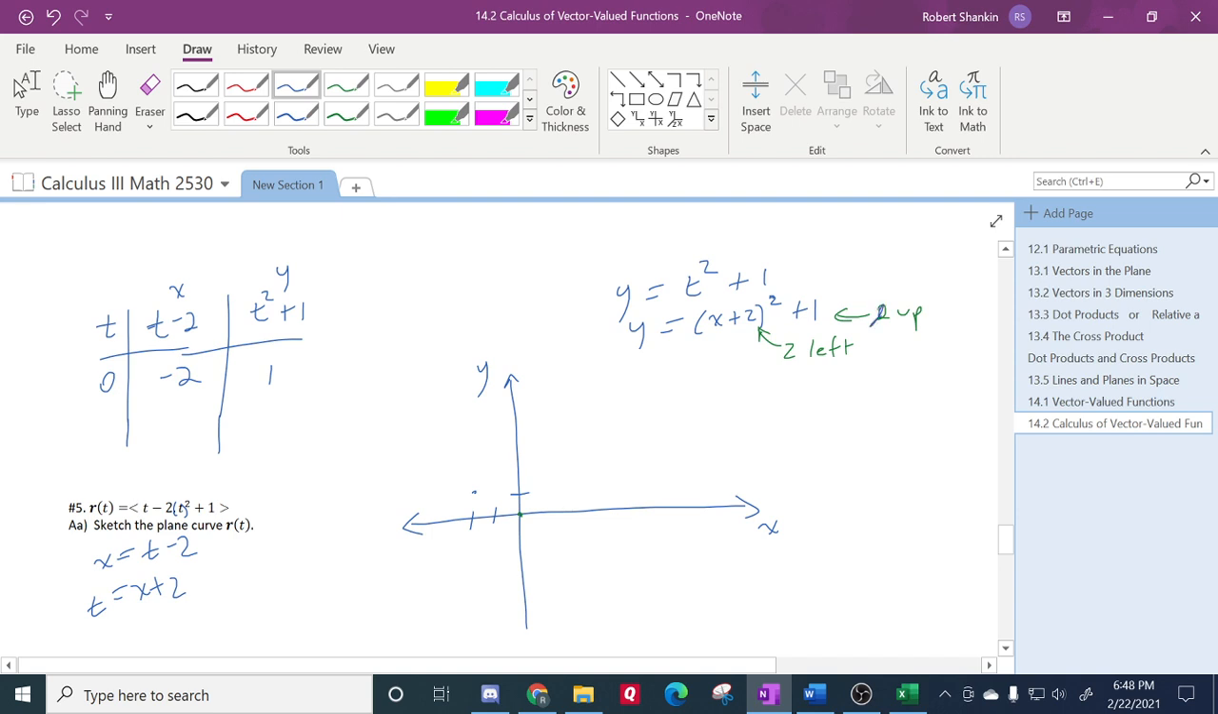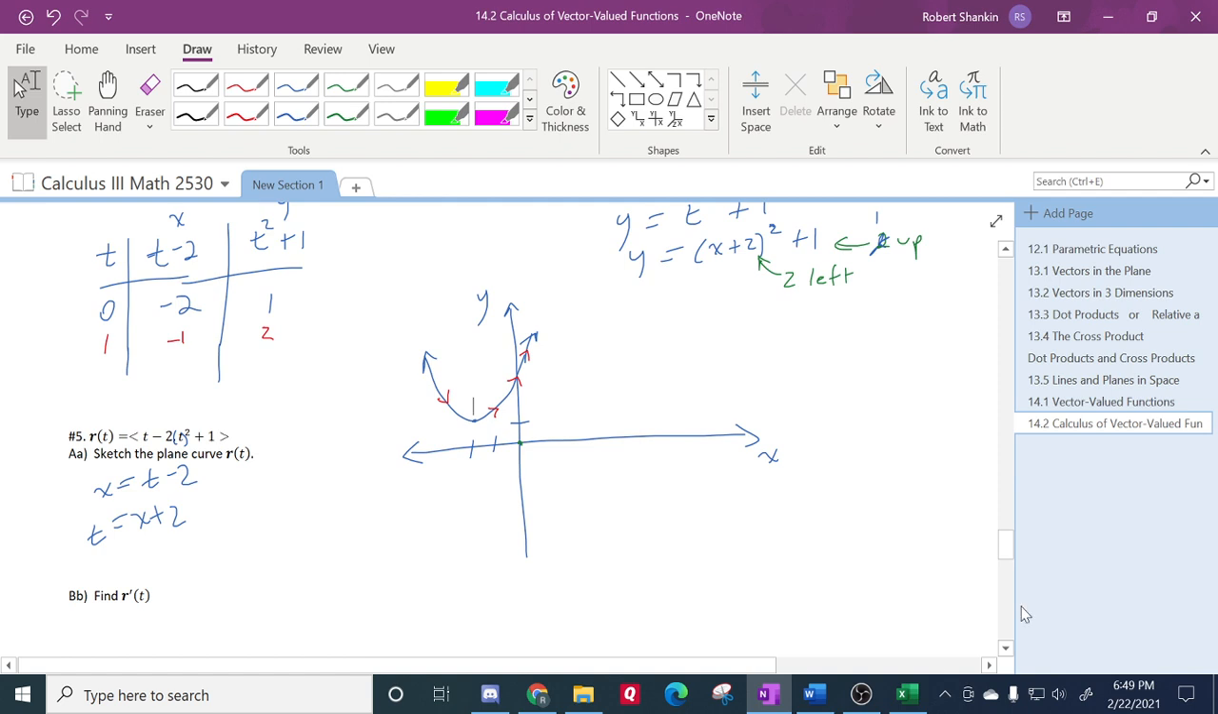So it's going to be 1 up, and 2 to the left, 1 up. That's the vertex of this new parabola. But we do know that it's going in this direction. These arrows appear, but there are other arrows that are direction arrows. As t goes to 1, then this is -1 and 2. So it's going in this direction, like this.